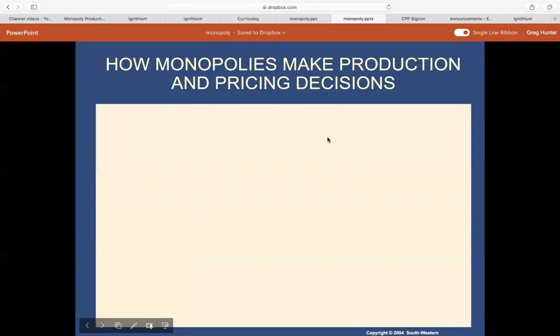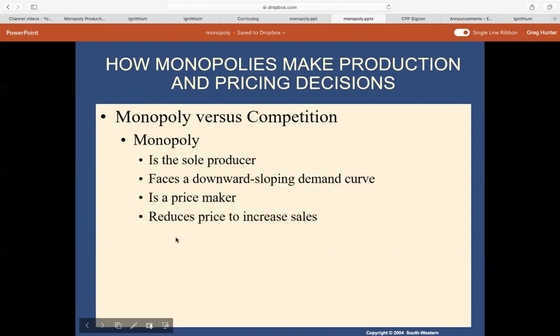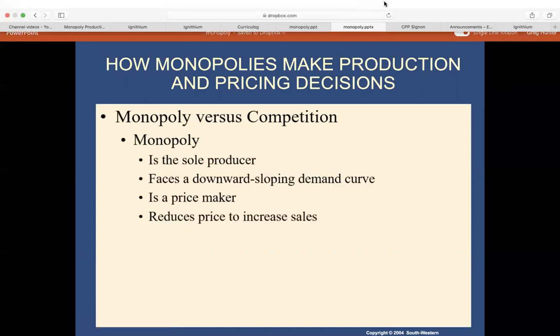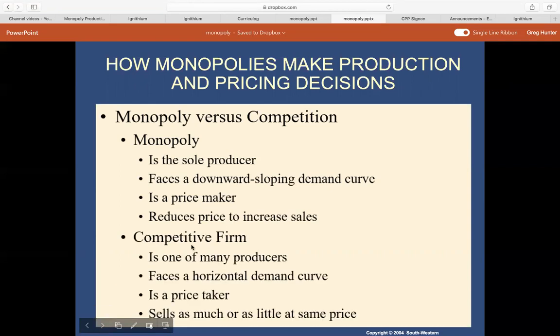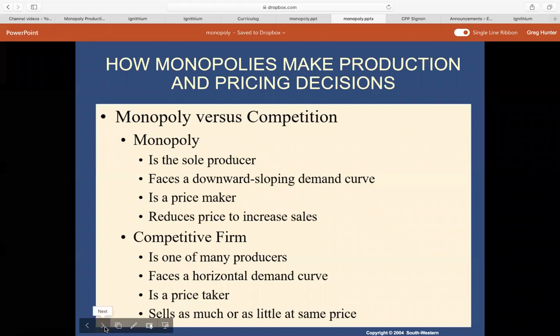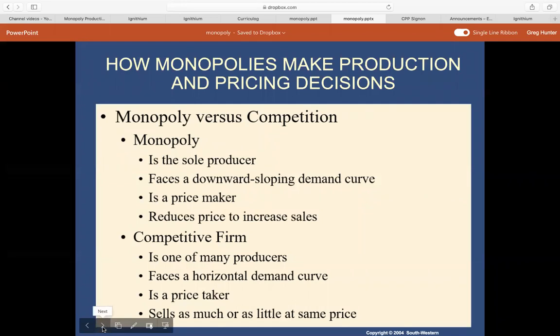Okay, so how do monopolies make production and pricing decisions? That's the main topic of this chapter. And so again, we have these characteristics of monopoly. It's a sole producer. It faces a downward sloping demand curve. It's a price maker, and it reduces prices if it wants to increase sales. Remember, under competition, in contrast, a competitive firm is one of many producers. They, at the firm level, have a horizontal demand curve. They're a price taker. They take the market price. They can't do anything to change the price themselves. And then they sell as little or as much as they want to at that same market price.